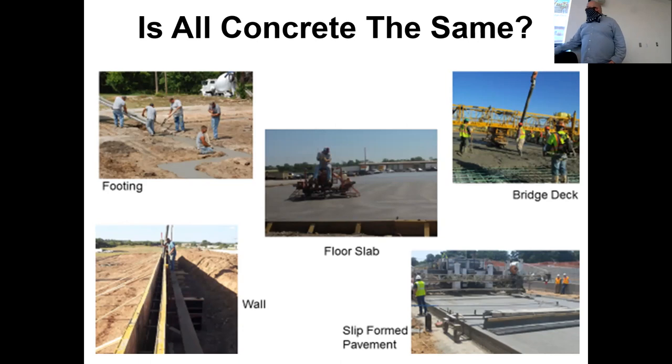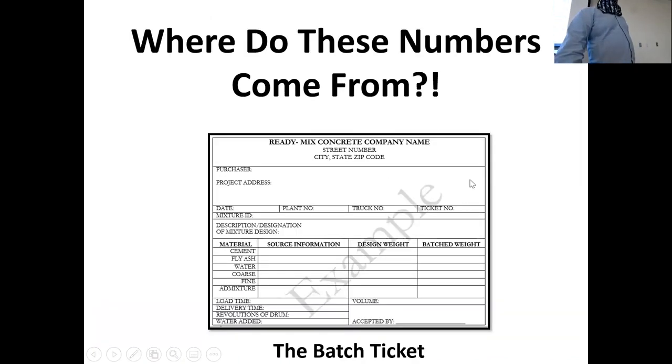A footing, you can go somewhere in between a bridge deck and a pavement because you don't necessarily need it to be as flowable. A floor slab, you may want something that's closer to a bridge deck so it can be placed on time.